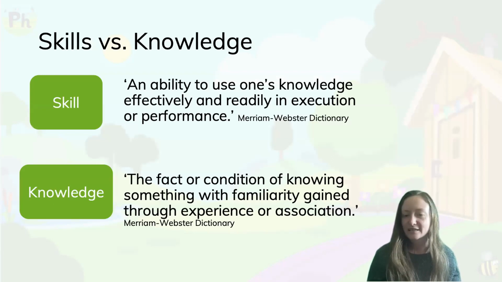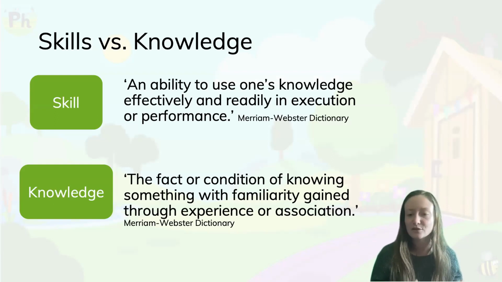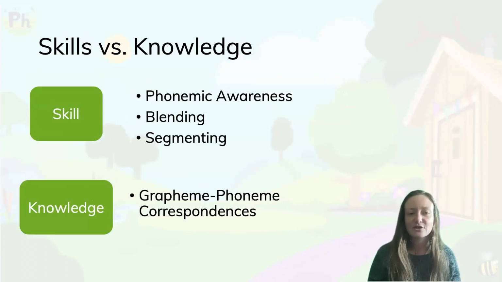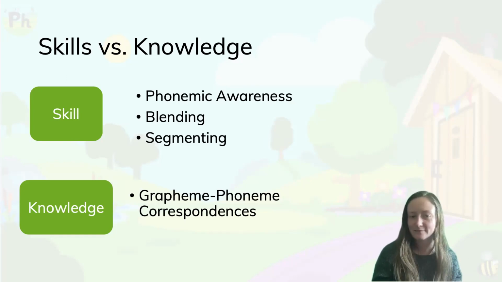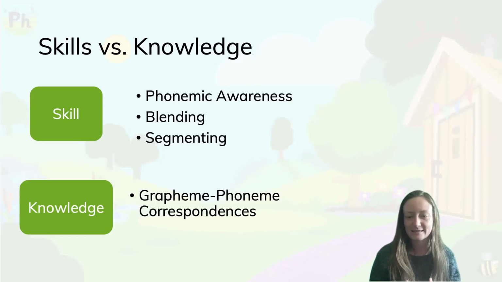Skills and knowledge are really important to consider, and there is a slight difference between the two. A skill is the ability to use your knowledge effectively. However, knowledge is the fact or condition of knowing something. So there's a slight difference there. Within phonics, your skills are your phonemic awareness, blending and segmenting, and your grapheme phoneme correspondences are more your knowledge rather than your skills. So the grapheme phoneme correspondence is the knowledge that you can build and apply with your skills of blending and segmenting.